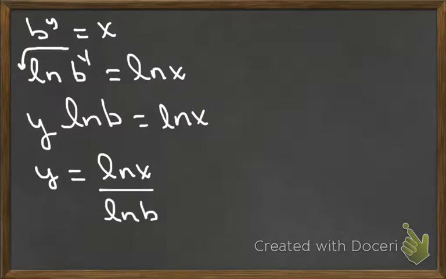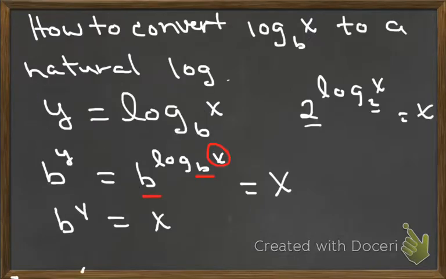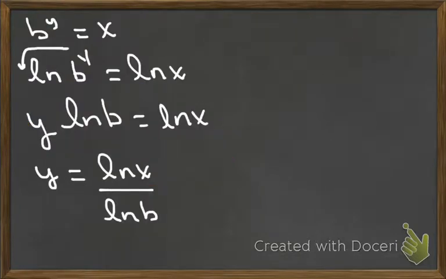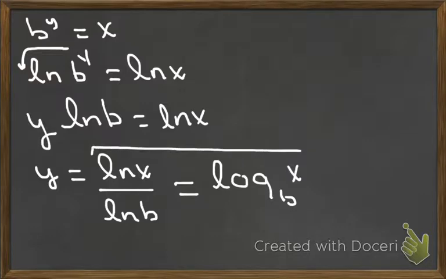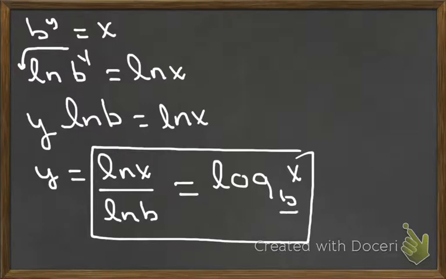And I just have to remember from the last sheet that y is equal to log base b of x, right? Because I just made that substitution. So now I have that y is equal to the natural log of x over the natural log of b, which is log base b of x. So I can convert any log of any base to natural logs by just taking the natural log of b, putting that in the denominator of a fraction that has a natural log of x in the numerator.